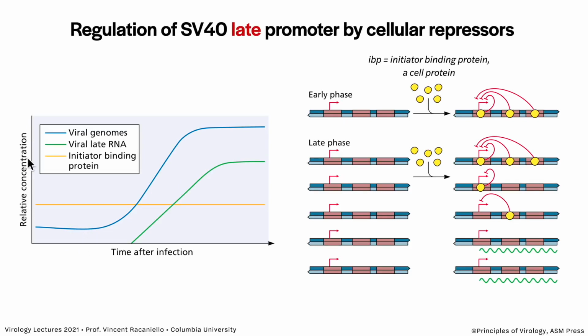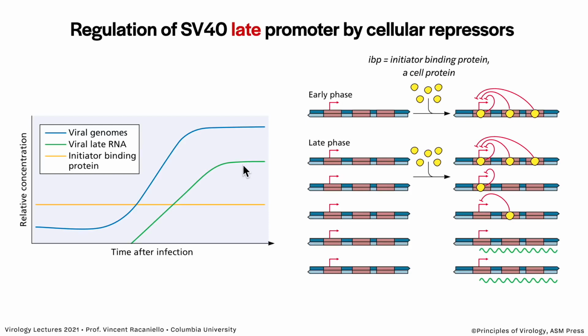So we're looking at concentration of different things: genomes, late RNA, and a key protein called initiator binding protein, which is a cell protein. IBP is a cell protein. And we're looking at time after infection. So you see, this is the input genome. And then after enough T antigen is made, you start to get DNA replication. Once it reaches a certain point, right there, you start to get late RNA made from the late promoter. That's the green line. And the late RNA encodes capsid proteins. So then you have DNA, you have capsid proteins, you can build new virus particles.